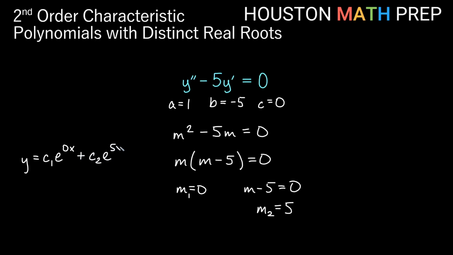Now, do we want to leave this answer as it is? No, of course not. What is e to the 0x? That would just be e to the 0. And what is e to the 0? Well, it's just 1, right? So really this just becomes c1 plus c2 e to the 5x. Much better manners mathematically to write it that way, yes?